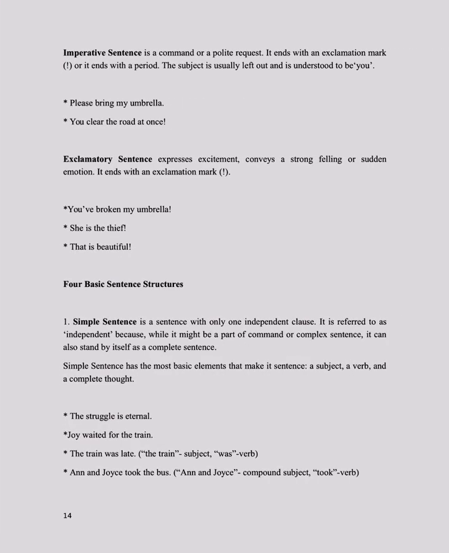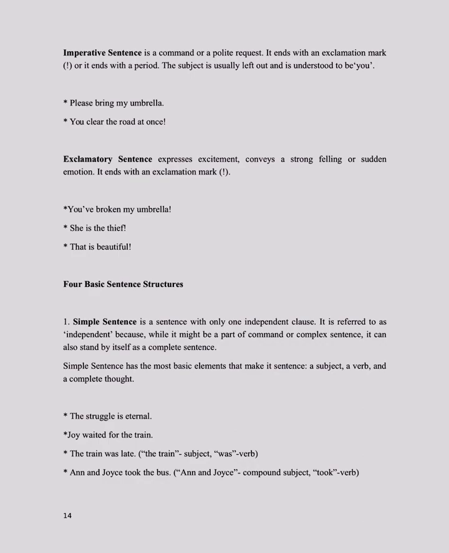An imperative sentence is a command or a polite request. It ends with an exclamation mark or with a period. The subject is usually left out and is understood to be "you." Please bring my umbrella. Clear the road at once. An exclamatory sentence expresses excitement and conveys a strong feeling or sudden emotion. It ends with an exclamation mark. You have broken my umbrella! He is the thief! That is beautiful!